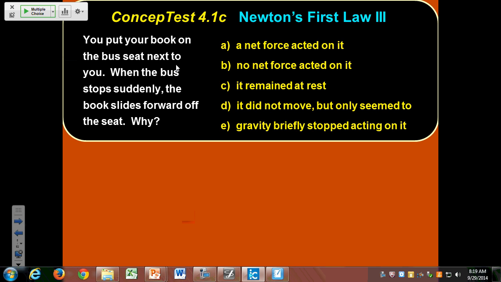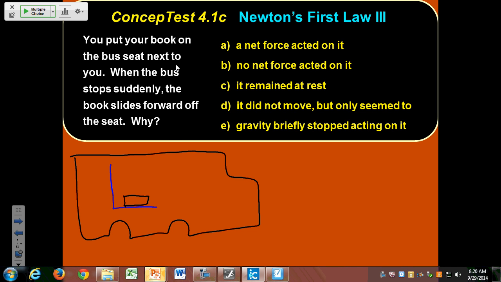If I have this bus seat, and then I have a book lying on top of it, as the bus is traveling along, so this sits inside a bigger bus, the bus is traveling at a certain velocity. That means that the book is also traveling at a certain velocity. And then when the bus stops, if the book keeps traveling along, what hasn't happened?